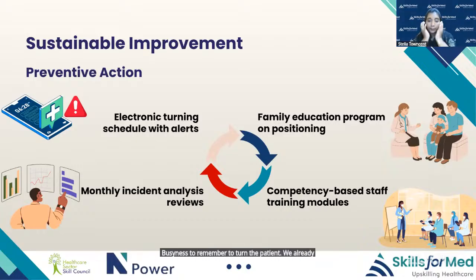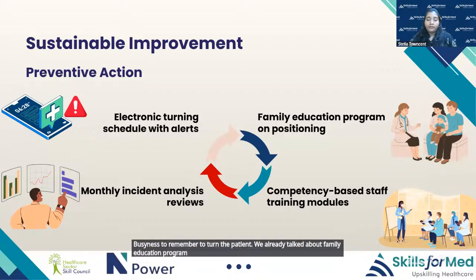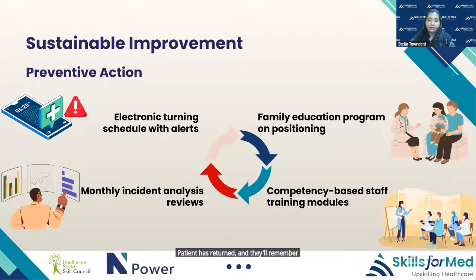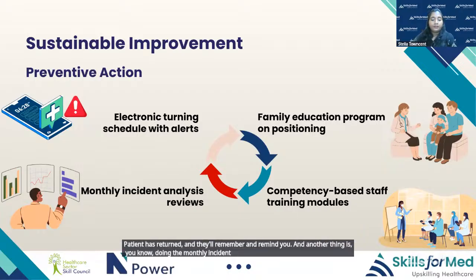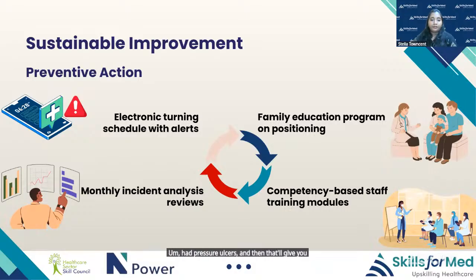We already talked about the family education program on positioning. Tell them that every 2 hours the patient has to be turned, and they'll remember and remind you. Another thing is doing the monthly incident analysis: how many people have had pressure ulcers, and that will give you something to act on. You can also measure the competency-based staff training model: how many of the staff have actually been trained to do this, and how many of them do this turning properly so that the pressure is relieved. So all these have to be monitored and documented. Next slide.